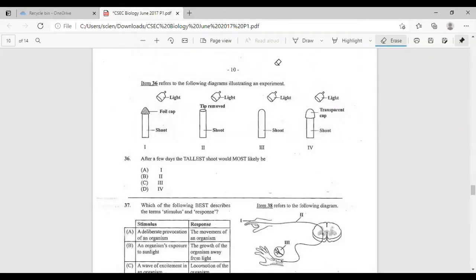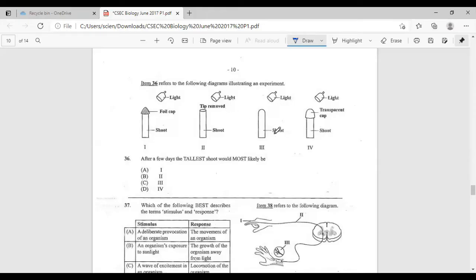Question 36. Item 36 refers to the following diagram illustrating an experiment. After a few days, the tallest shoot would most likely be. So now we can actually look at the experiment. So we have a shoot, we have a foil cap, then we have light. You may know the foil cap as aluminum foil, foil paper, whatever you know it as, it's the same thing. In 2, we have the tip removed, we still have the light, and we still have the shoot.